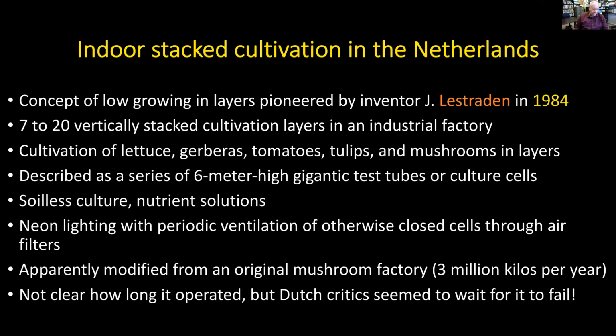From what I've been able to read, crops appeared to be contained in large closed cells that were periodically ventilated through air filters. Apparently, that was all about disease control with the mix of different crops that he was trying to grow simultaneously. I don't know how long this operation lasted, but from the media reports I was able to read, local CEA critics just couldn't wait for it to fail. They were very critical of this.